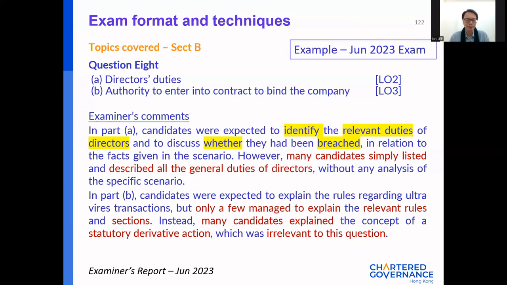That's my suggestion. Okay, in part B, candidates were expected to explain the rules regarding ultra vires transactions. Only a few managed to explain the relevant rules and sections. Many explained statutory derivative action. You can see we looked at statutory derivative action in an earlier question, and in our story, it's nothing about that. So if you wrote that type of answer, of course, it'll be hard to score any marks at all. So clearly, this is about the company having an object and asking what happens if a company decides to act beyond its objects.